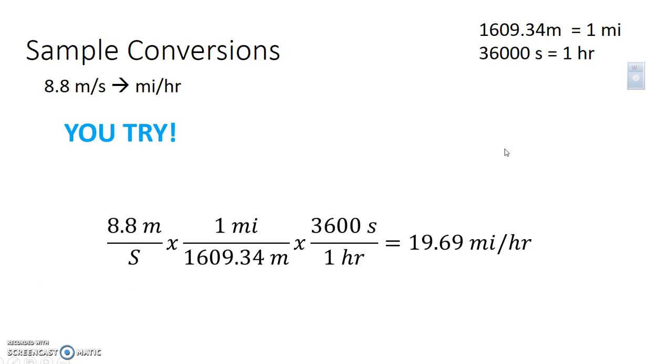And then you try, I'm not going to have enough time to show you, but if you go from meters per second to miles per hour, you can give it a shot, but I'm doing the same thing. Notice I have meters over seconds. The meters cancel the meters. I have miles on top, which is good. And then the seconds cancel the seconds, and I'm left with hours. And when you do 8.8 times 1, divide by this, times this, divide by that, that's our answer.